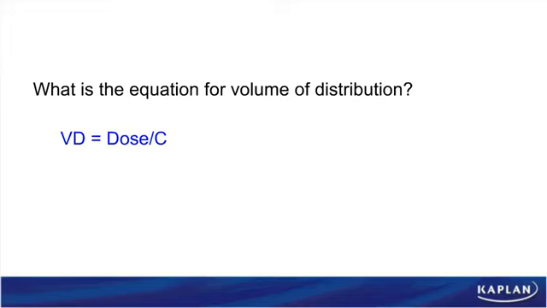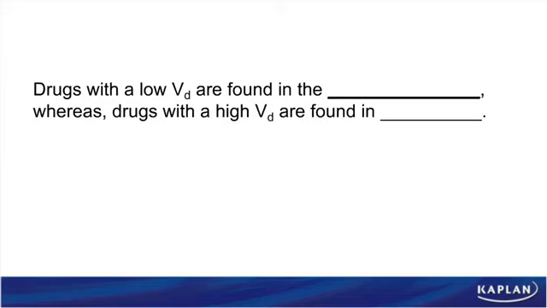On the other hand, for a given dose, if the plasma concentration is very low, the volume of distribution is going to be high. Drugs with a low volume of distribution are found in the blank, whereas drugs with a high VD are found in blank. Drugs with a low VD are found in the plasma. They don't distribute very well throughout the body, they stay localized in the plasma. Whereas drugs with a high volume of distribution easily sequester in the tissues.